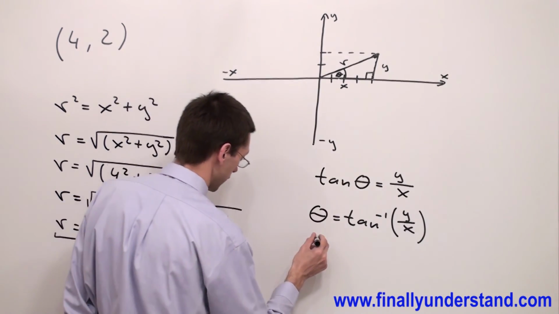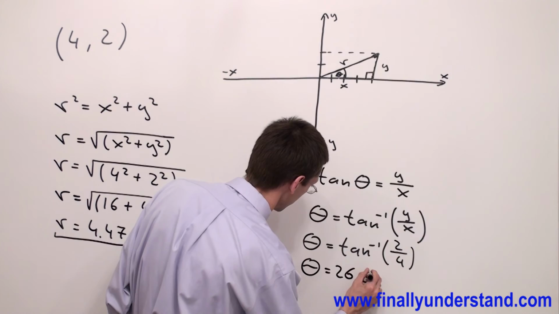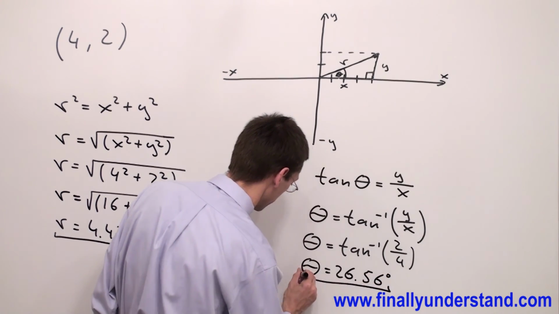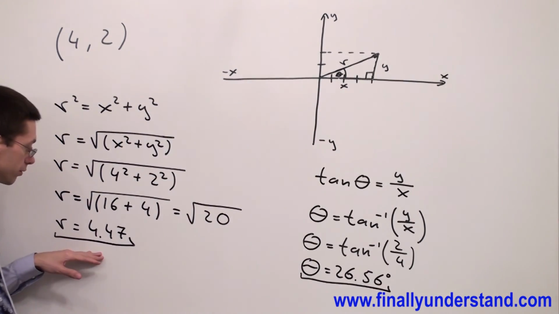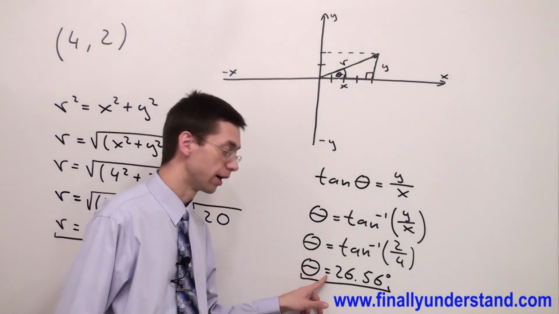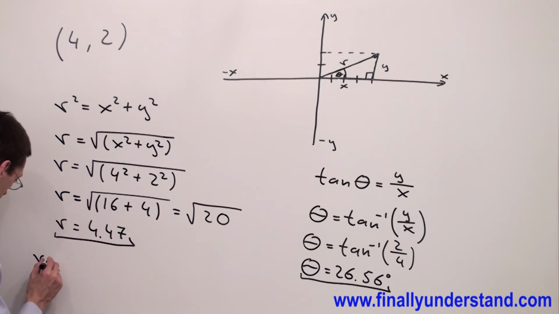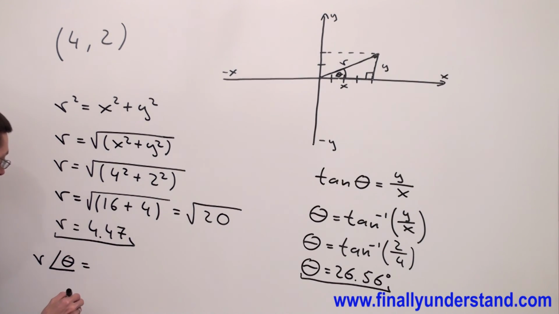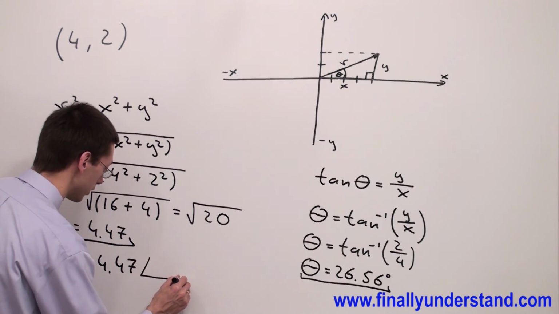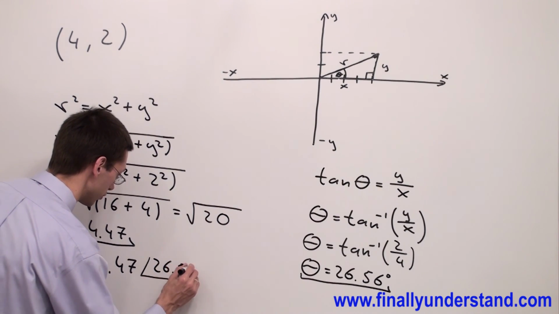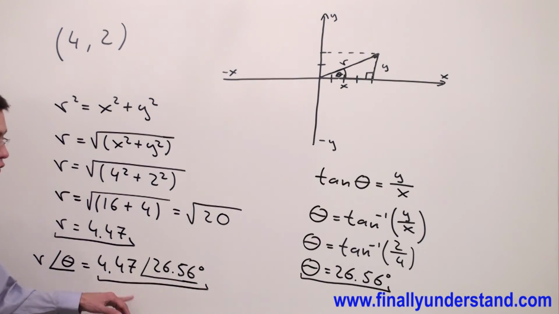So we have theta equal to 26.56 degrees. Okay, so this is my angle theta. We found the magnitude of the phasor. We found the angle theta. So we can say that my polar form, which looks like r angle theta, is equal to 4.47 at an angle of 26.56 degrees. And this is my polar form, and this is basically the solution to my problem.